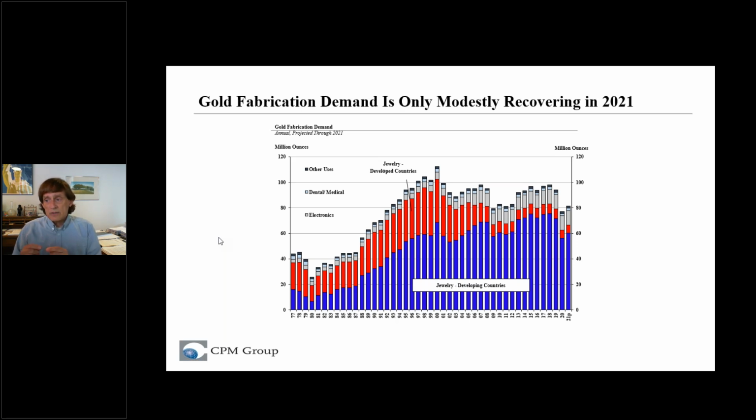But I want you to pay attention to that sharp increase from 1980 to 2000 in jewelry demand, the use of gold in jewelry. And then since that time, it came down for a decade, and now it's been kind of flat. It fell off a cliff in 2020 because of the lockdown. It's coming back very modestly in 2021.